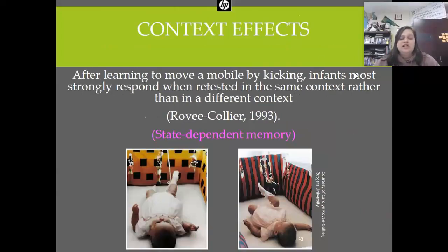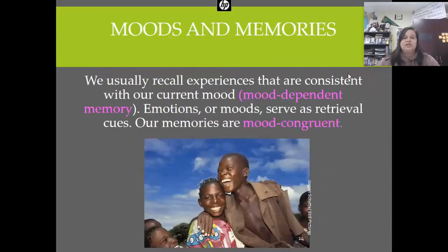In another study, these babies learned to kick a mobile in one crib with different patterns around them. And then when they were in a different crib, they didn't do it as well as if they were in the same context. Similar to state-dependent memories are mood congruent and mood-dependent memories. These are where we can recall other experiences and other memories when we were in the same mood.